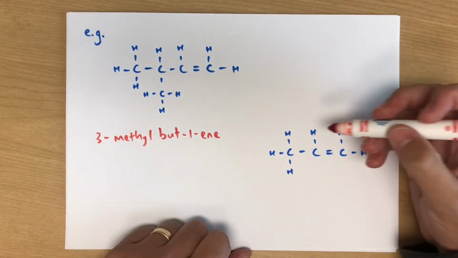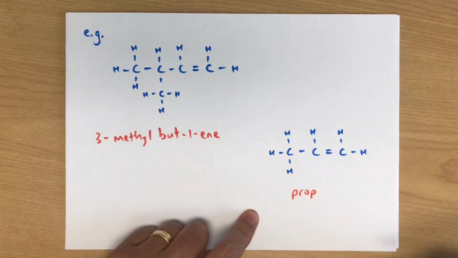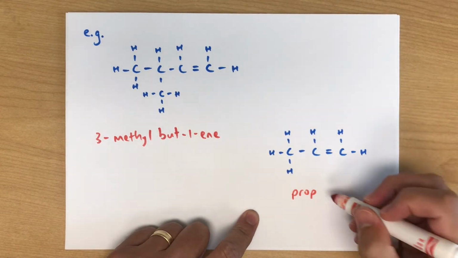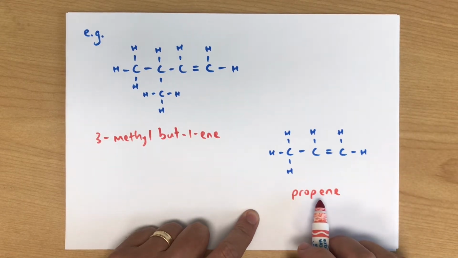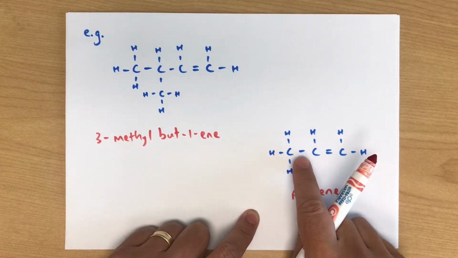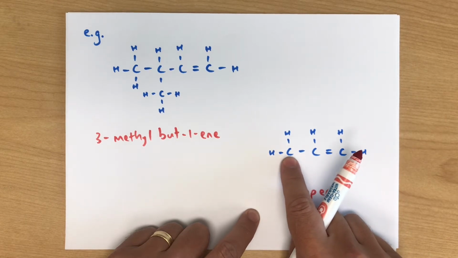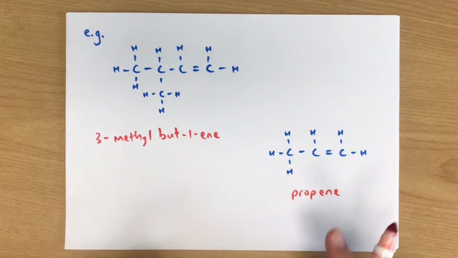Next example, we've got a 1, 2, 3 carbon chain, so this is a prop-. We've got a double bond, so it's a prop-ene, and I don't need to include a number on this one because there's only one place the double bond can go, on an end carbon. If I move the double bond to this side, it would still be on an end carbon, and we would just start numbering at the other end. So whichever way you look at it, it's a prop-1-ene because there's only one place the double bond can go. We can leave out the 1 to say it's just a propene.